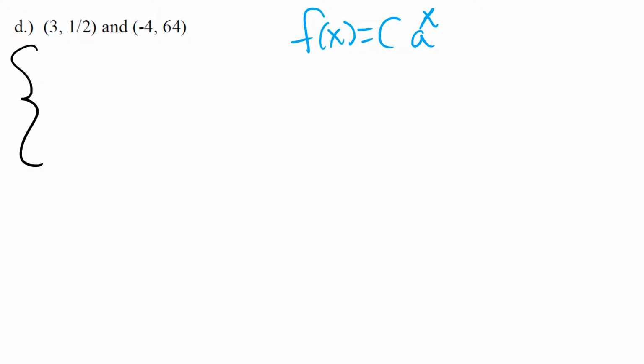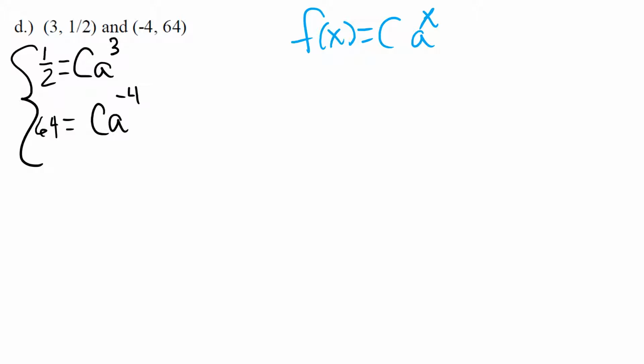I'm going to start with the first ordered pair here, although it doesn't matter what you start with. The y value here is 1/2. That is equal to ca cubed. The denominator, or the bottom, equation is going to be 64 equals ca to the negative 4th. And I just wanted to point out that if this is in the denominator, it makes all the math a little bit easier, but you don't have to.